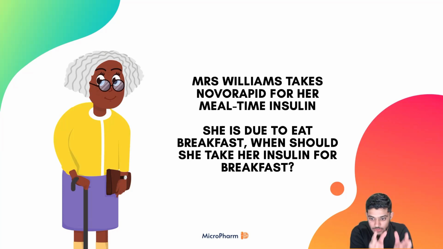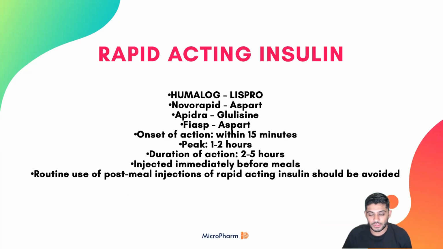So when it comes to Mrs. Williams, ideally you say directly before your breakfast is absolutely fine because it's a rapid acting insulin. Onset of action is relatively quick, 5 to 10 minutes. It already has an onset of action. Its peak is about 1 hour, but it starts to work after 5 to 10 minutes.